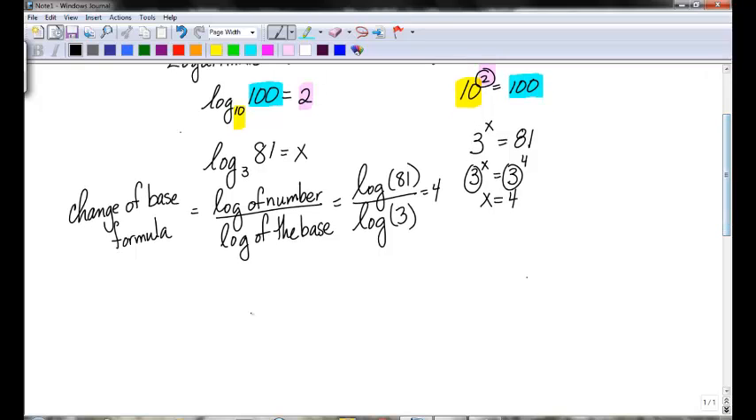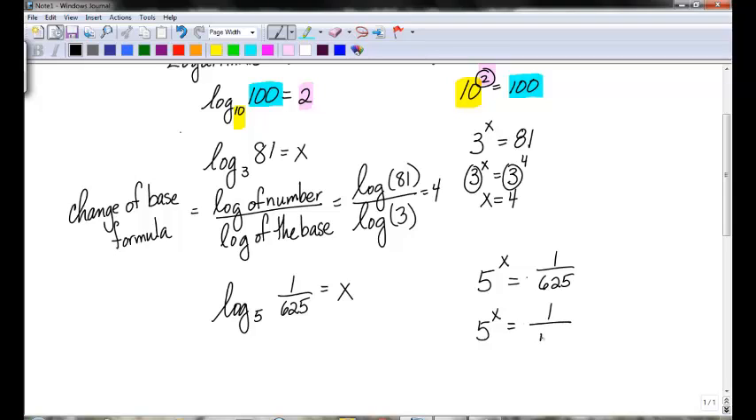Let's look at another example. Say they gave you the log of 1 over 625 base 5 equals x. Now, if I did not have a calculator, I would go to the same base. So I'd say 5 to the x power equals 1 over 625. Now I'm trying to get the same base, so go to base 5. And 625 is 5 to what power?